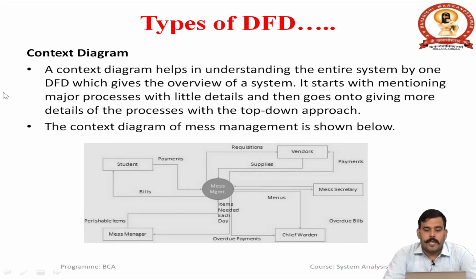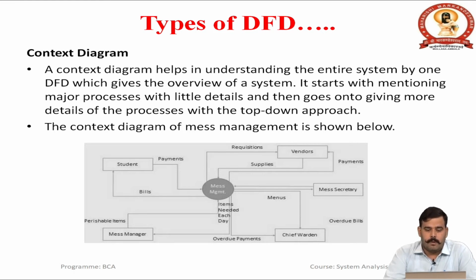Context diagram. A context diagram helps in understanding the entire system by one DFD, which gives the overview of a system. It starts with mentioning the major processes with little detail, and then goes on to giving more details of the process with the top down approach. The context diagram of mass management is shown below. So, a context diagram is a single pictorial representation of the entire system, how the system has some modules and how they are connected to each other.